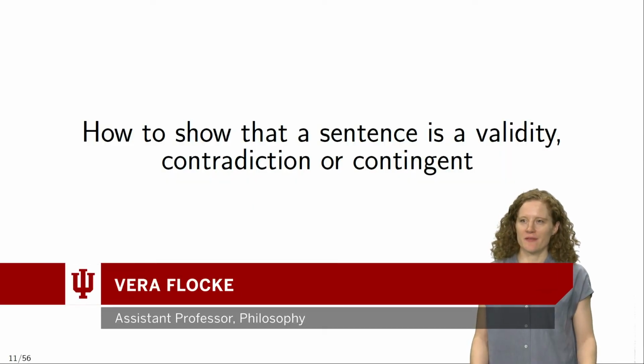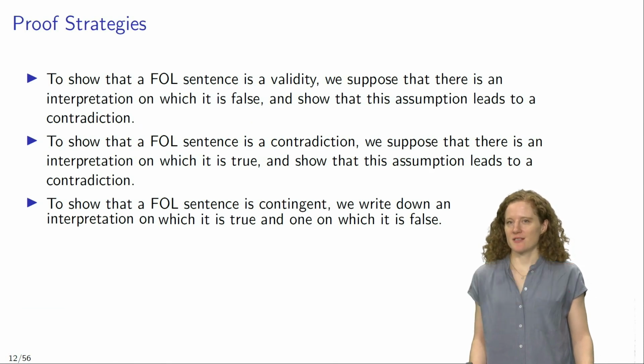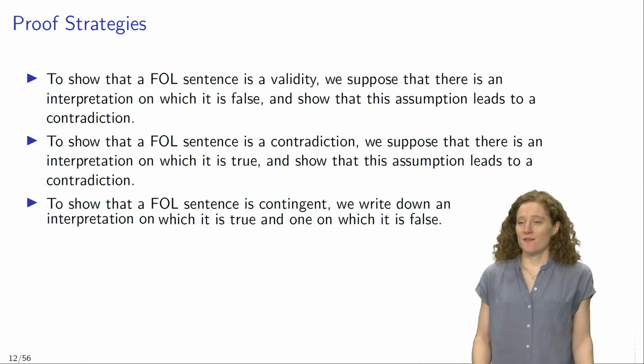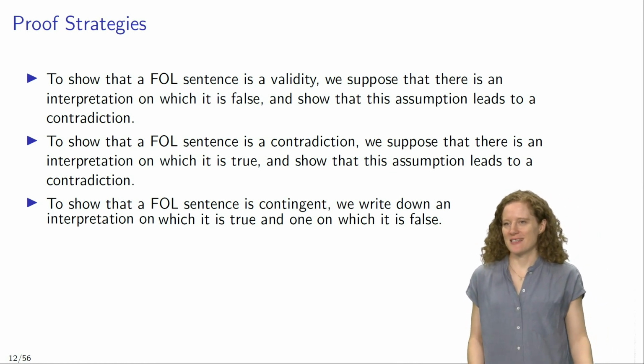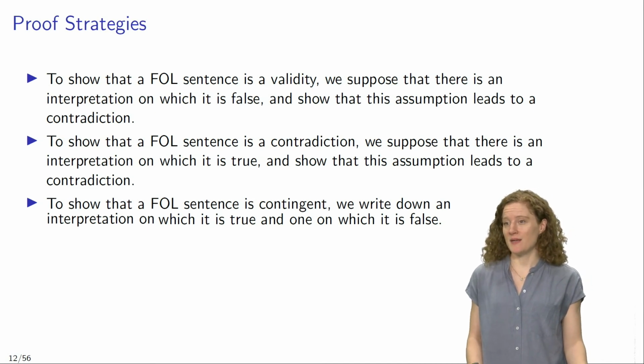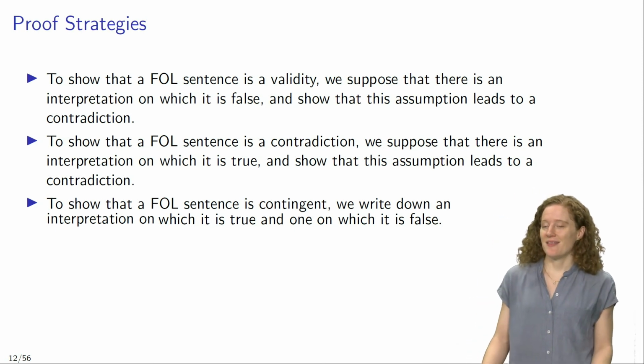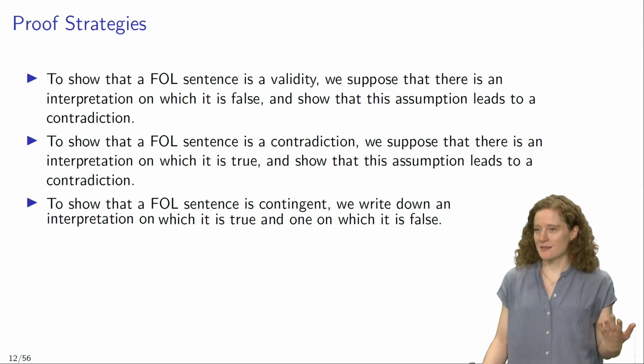So how can we show that a sentence is a validity, contradiction, or contingent? Our general proof strategies are going to be as follows. If you want to show that a FOL sentence is a validity, it is best to begin by supposing that it is not an FOL validity, meaning we suppose that there is an interpretation on which it is false, and then we show that this assumption leads to a contradiction. And since there are no contradictions, we can then infer that the given sentence is an FOL validity.